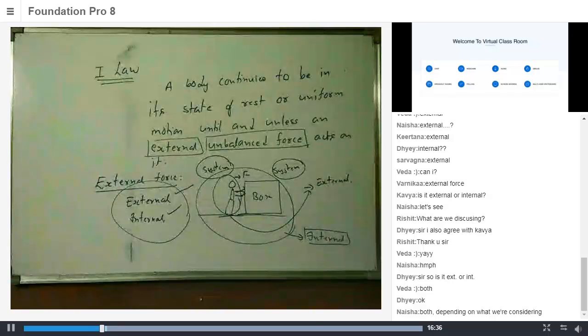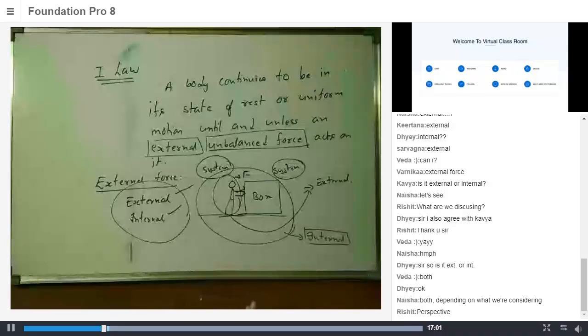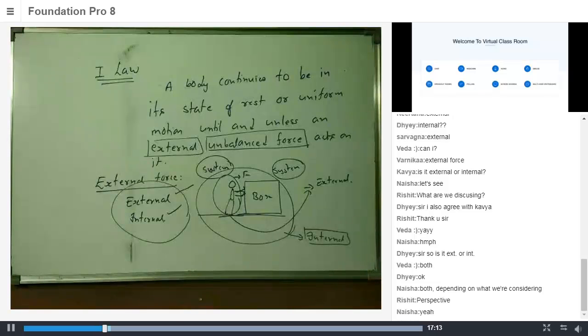The consideration of the system decides whether the force is external or internal. I hope it is clear. So if I assume that only the box is system, then the force applied by the man on the box is external. Similarly, if I find only man to be system, then the force applied by the man on the system is external. But if I take both box and man as system, then the force applied by man on the box is what? Internal. Okay.